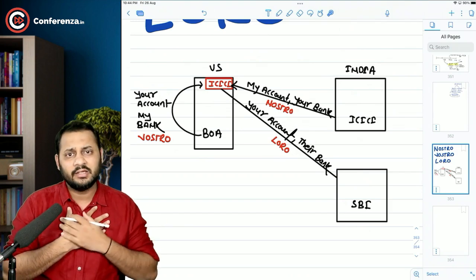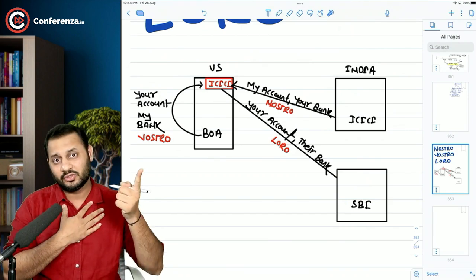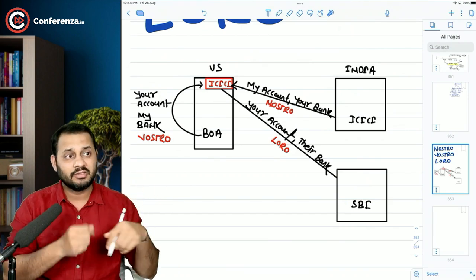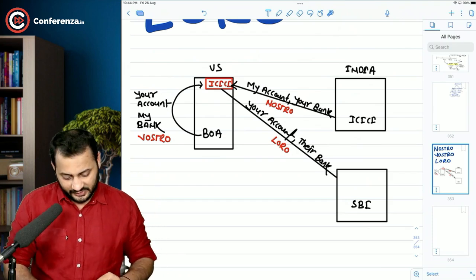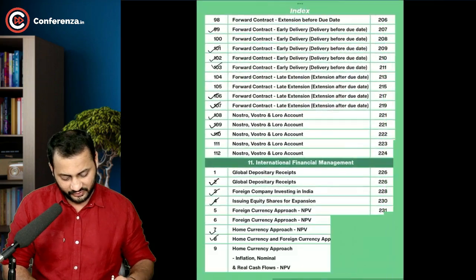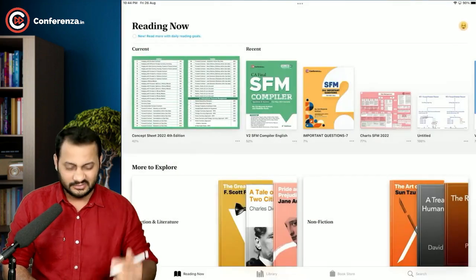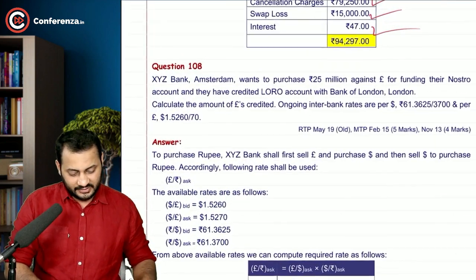If the account is mine, the bank is your nostro. If the bank is mine, the account is your vostro. And if the bank is yours and the account is yours, it's loro. Okay, sir, that's the main thing. And now I think we are going to shift to the questions. That's it. A theory question can be asked on this. The basic understanding was required.